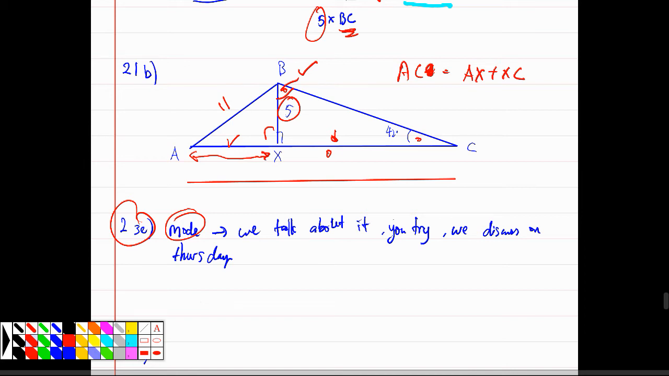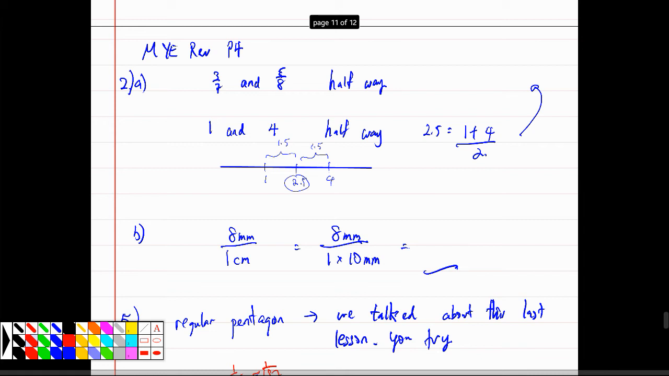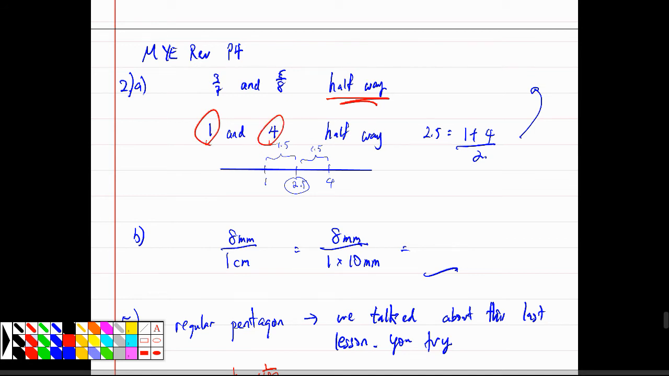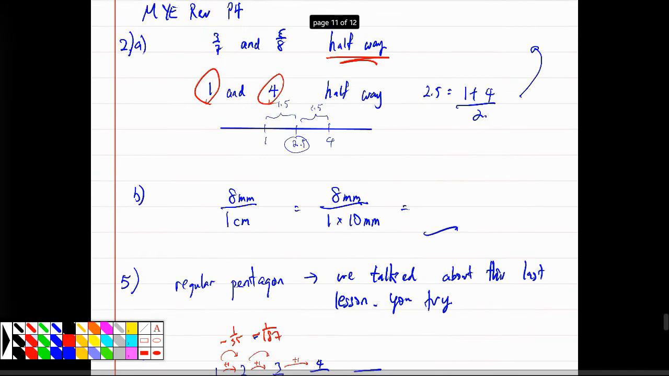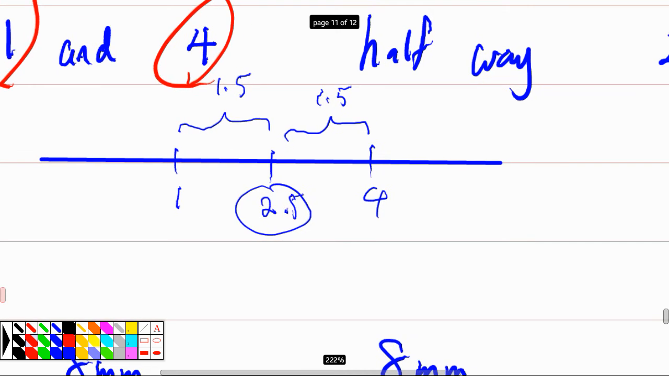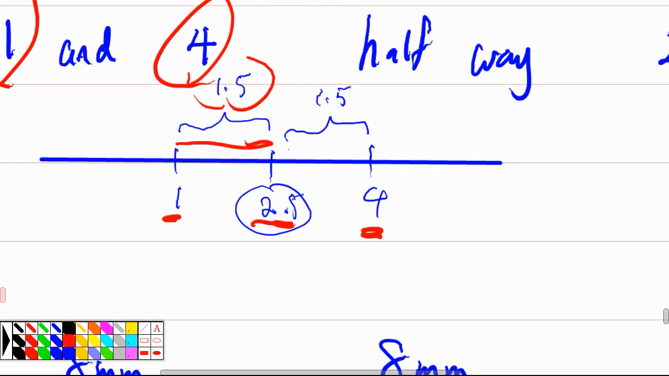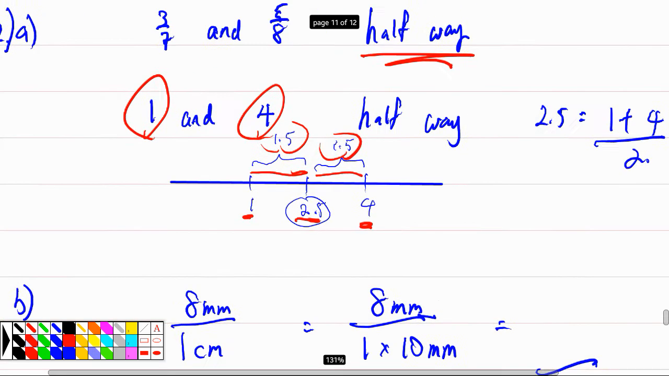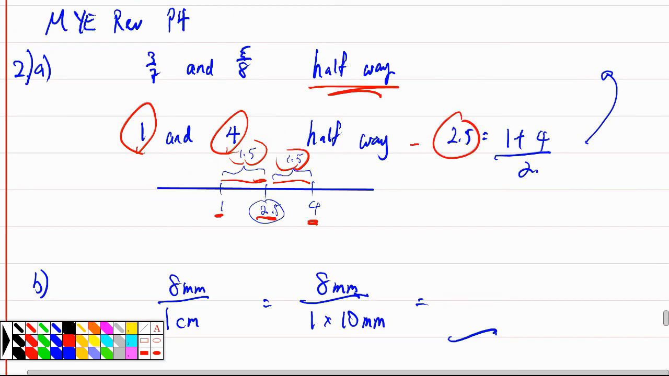And next one, yes, paper 4. So I want to discuss halfway. Then I look at whole numbers first. If I have 1 and 4, let's look at the number line. 1 and 4. I know the answer is 2.5 because the difference between here is 1.5. The difference between here is 1.5. But how do I get 1.5? Oh, I can simply add the two numbers and divide by 2. Make a guess how this looks like.